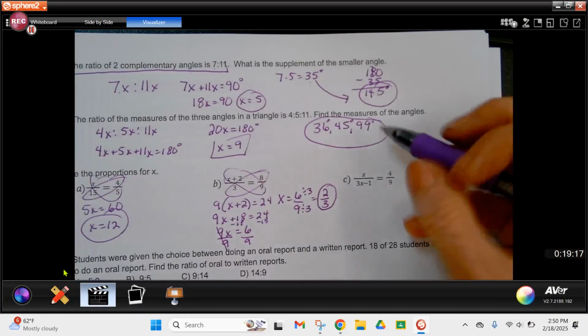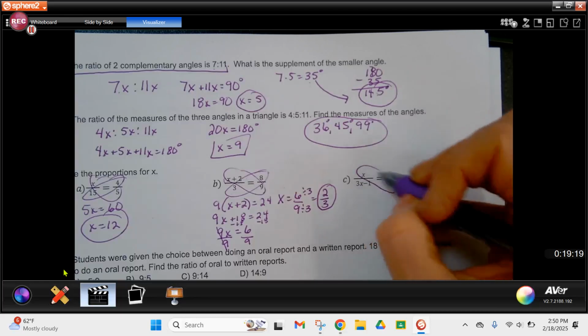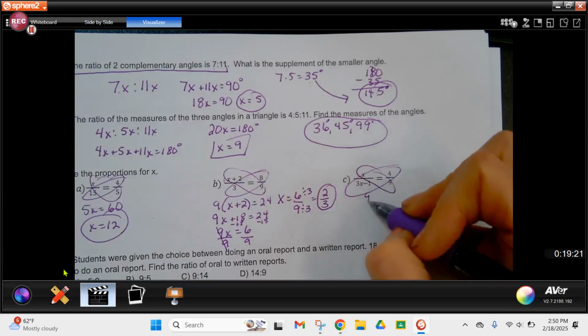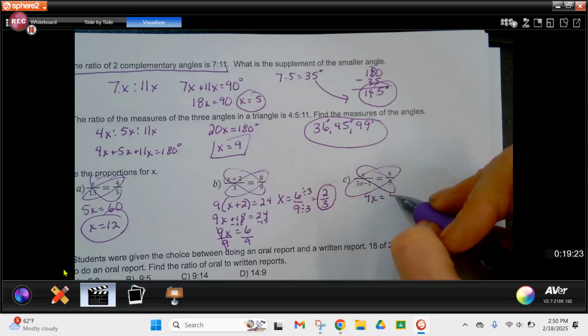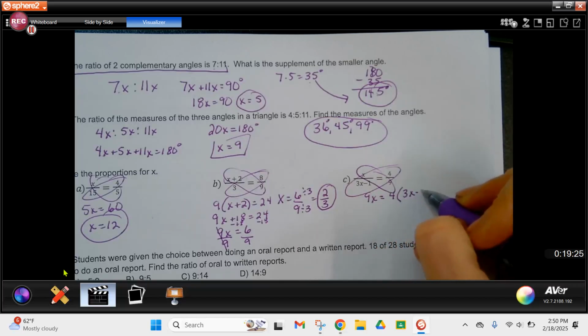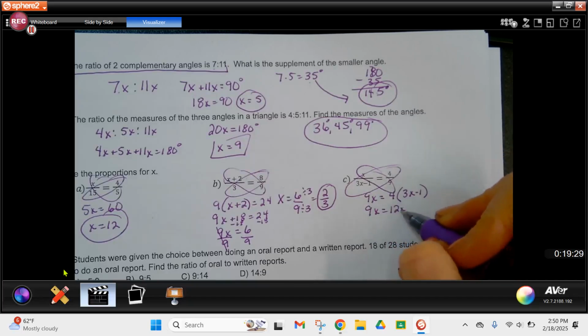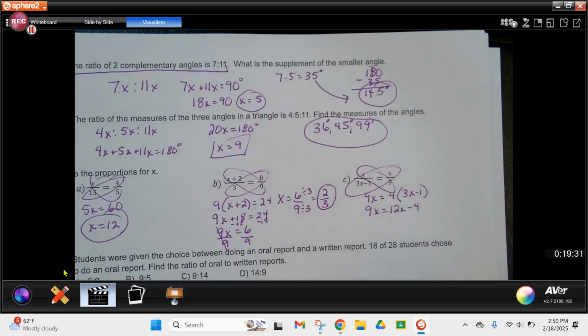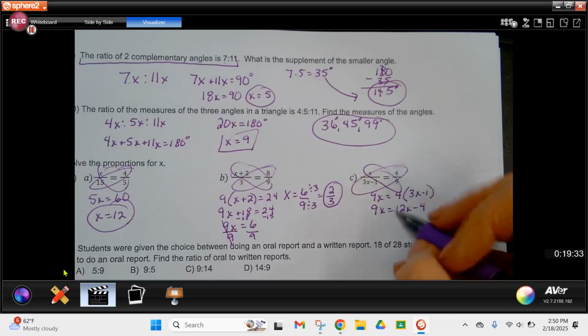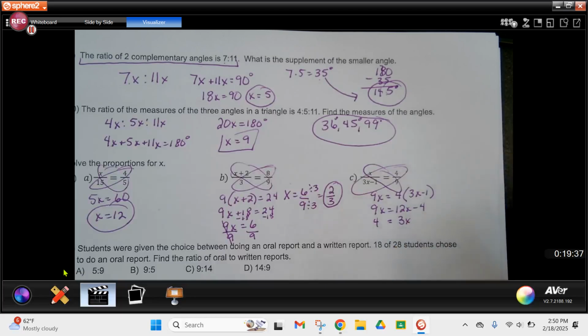Alrighty, this last one here. Again, we're going to cross multiply to solve. So 9x equals 4 times the quantity 3x minus 1. So 9x equals 12x minus 4. Alright, we're going to subtract 9x, that's 3x, and I'm going to add 4.